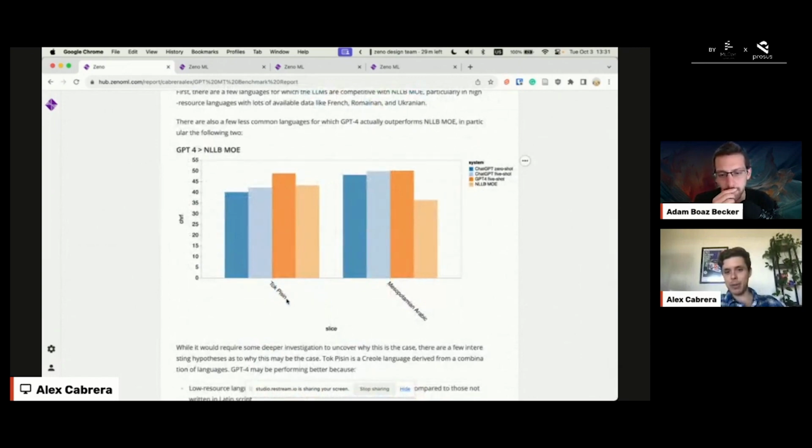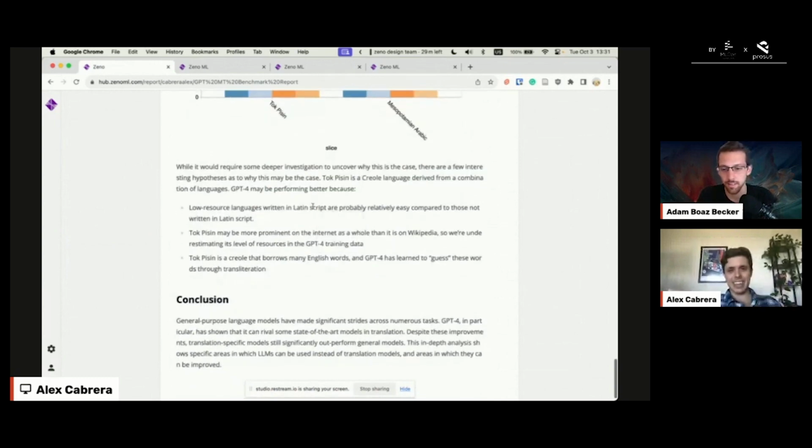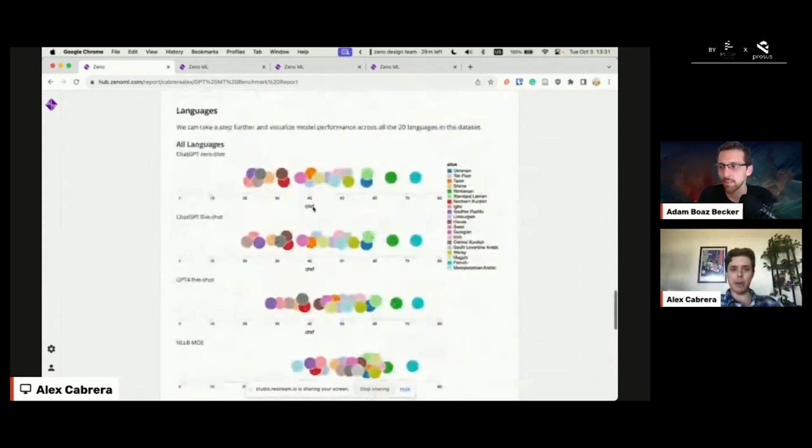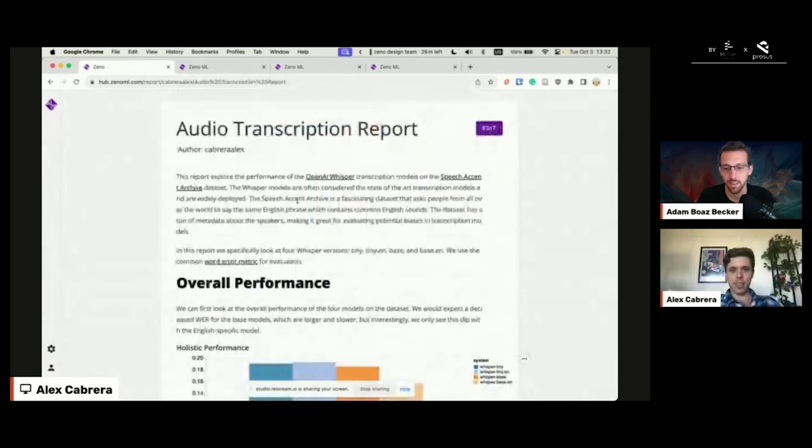This Tok Pisin language is a Creole language that's based on English and uses Latin script. So there's some hypothesis that GPT-4 is really good at inferring or understanding English-like or Latin-like text, and is actually better than maybe the state-of-the-art translation models that haven't been exposed to that much of this language. So you can really start getting a more granular view of how your models are doing. We have another one on auto transcription that you can also explore.